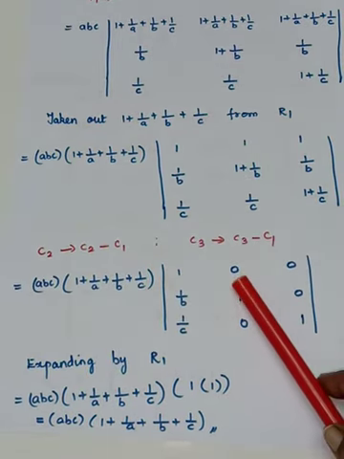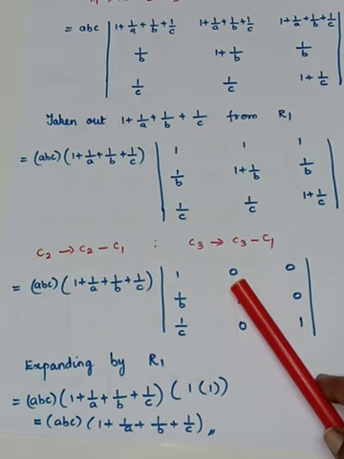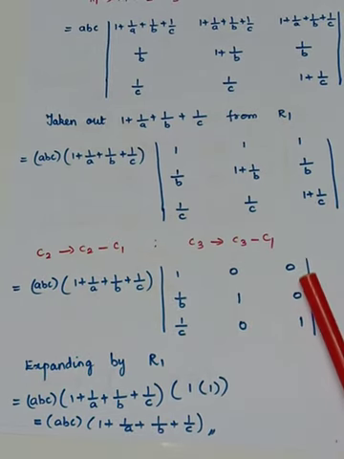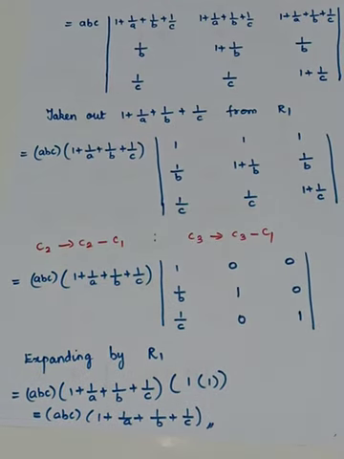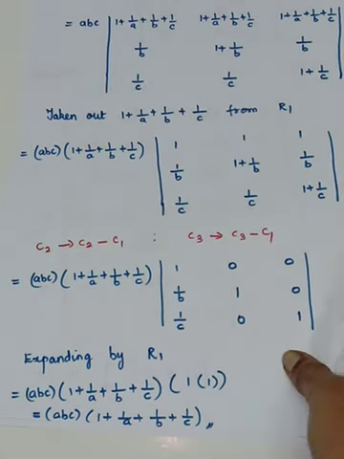And you see that the next element is 0. 0 into anything is 0. Here also 0 into anything is 0. So therefore you will get the answer as ABC into 1 plus 1 by A plus 1 by B plus 1 by C. So we have proved the fourth problem.